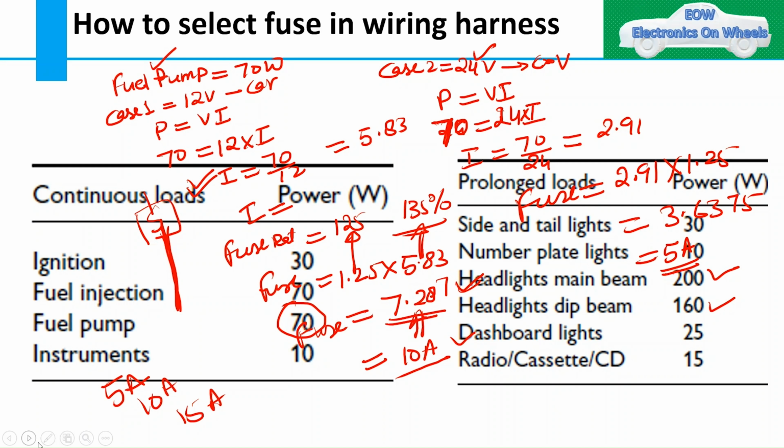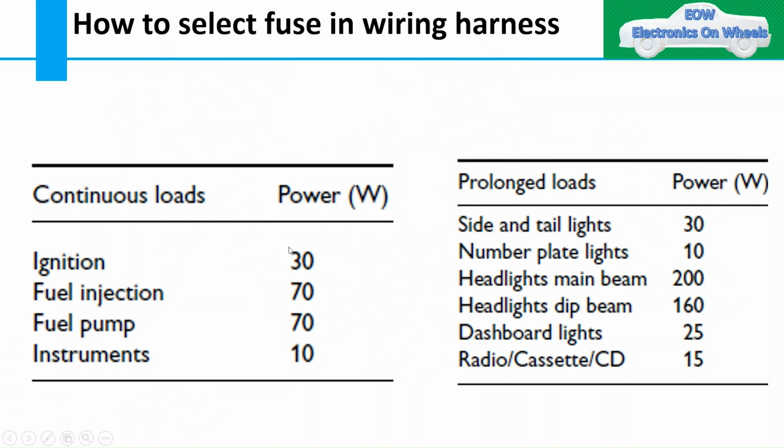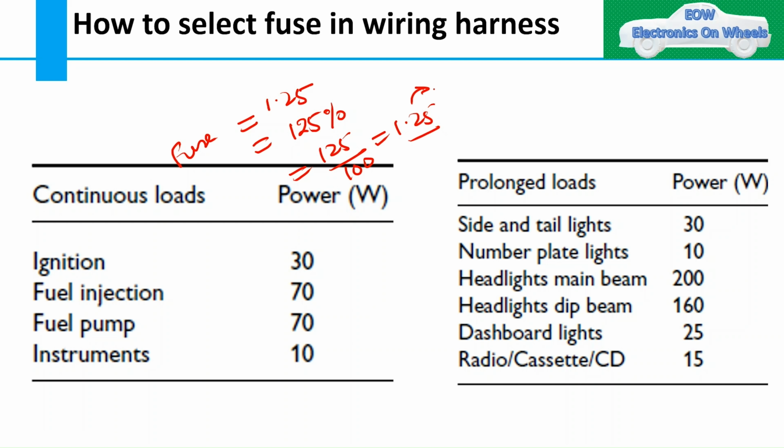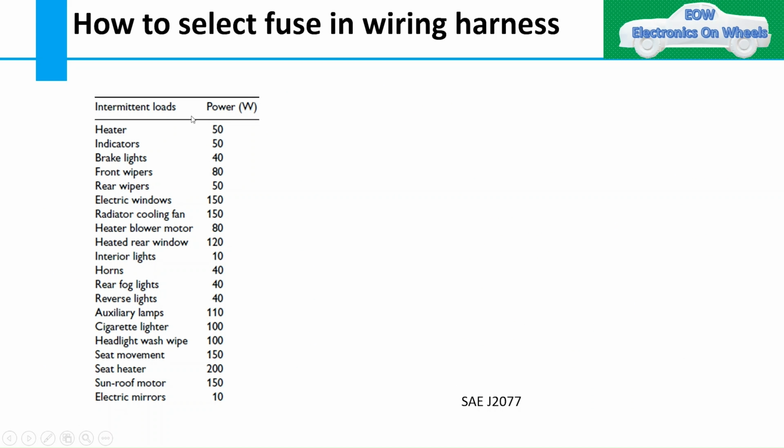So I hope you are clear why I am taking this 1.25 factor in fuse rating. If you take 125%, what will be there? 125 divided by 100, so 1.25, right? So that's why I directly multiply this 1.25 to this particular current, whatever we got from P is equals to VI. So this is clear, I hope. Now similarly for these components also you can calculate, for the heater, indicators, brake lights, right?